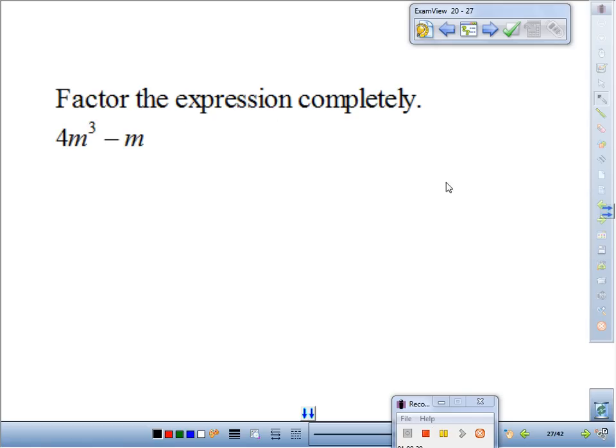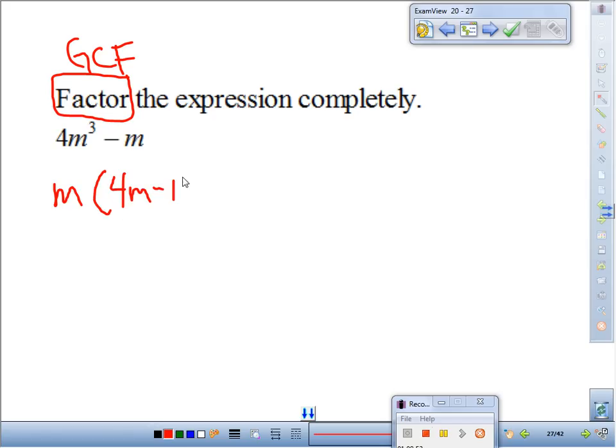So whenever we see the word factor, what do we remember? GCF. That's the first thing we need to check. What is the GCF for these two? M, and we're left with 4M minus 1. Can I simplify this anymore? No, and we're done.